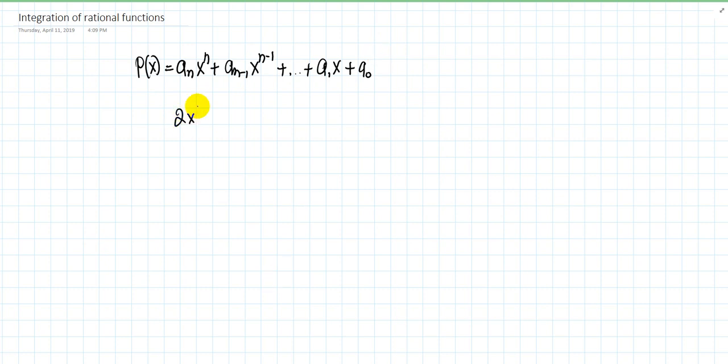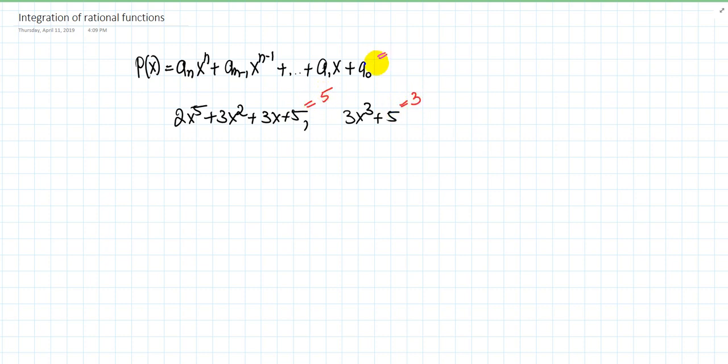For example, 2x^5 plus 3x squared plus 3x plus 5, right? This is a polynomial. Or 3x cubed plus 5. This is another polynomial, okay? So we call the degree of the polynomial the highest power of the power functions, okay? So the degree of this polynomial in our case is equal to 5, okay? The degree of this polynomial is equal to 3.